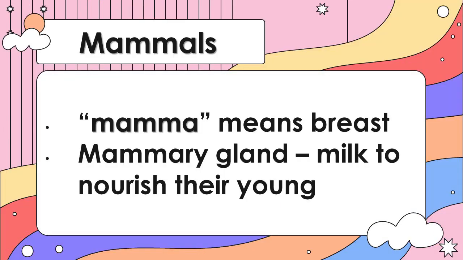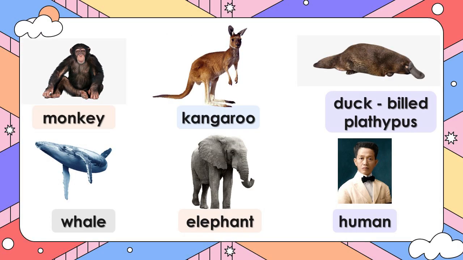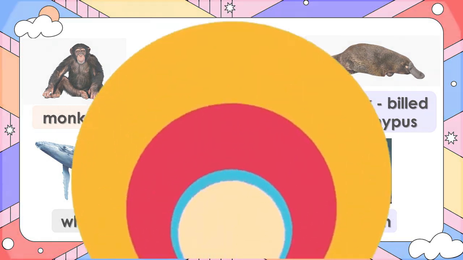Mammals. Mammals came from the Greek word mamma, means breast. They are the only group of animals with mammary glands which produce milk to nourish their young. These include monkeys, kangaroos, koalas, duck-billed platypus, large whales, elephant, and humans.